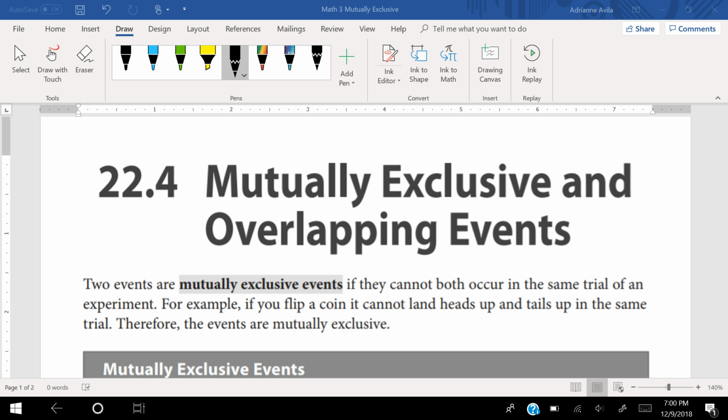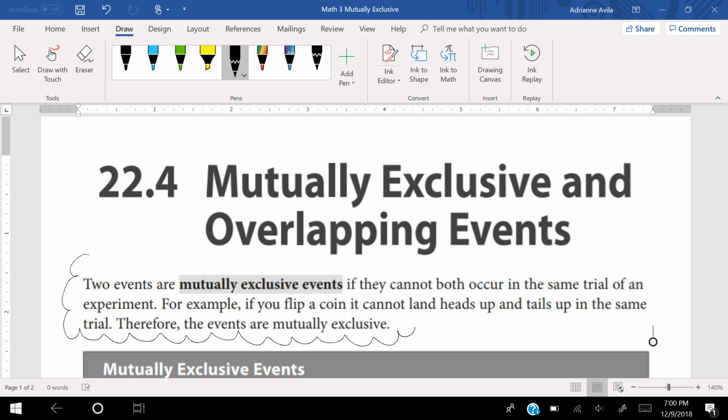Today we're going to learn about mutually exclusive and overlapping events. So first we need our definition of what it means to be mutually exclusive. And so here we have our definition right here. This is our definition, and it explains what mutually exclusive events are.